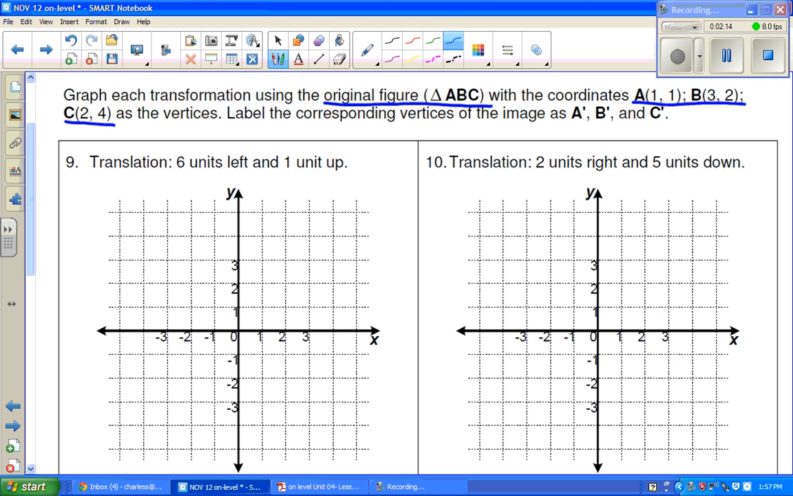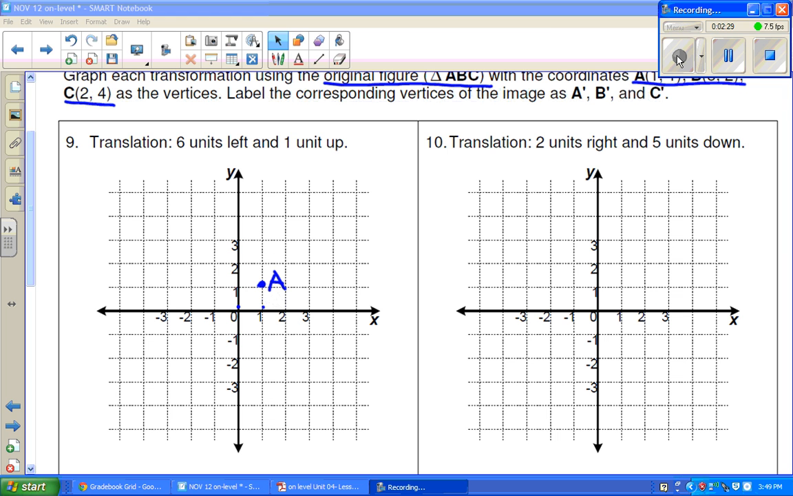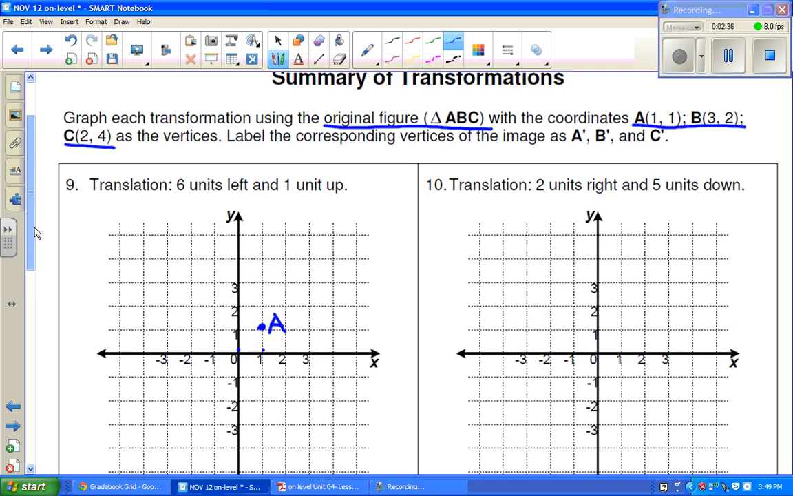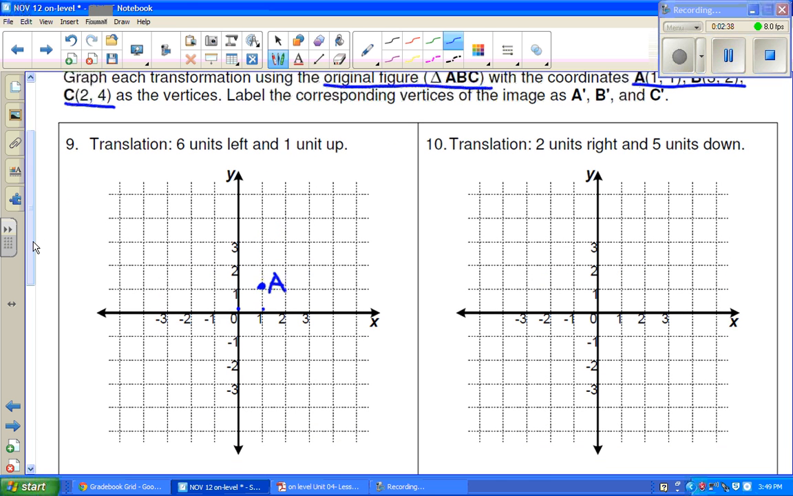So A is 1, 1. So we're going to start at 0, 0, and go to the right 1 and up 1 and put our point for A. Okay, now we're going to plot point B. And B is 3, 2. So we go over 3, 1, 2, 3, and up 2. And this is where B goes.